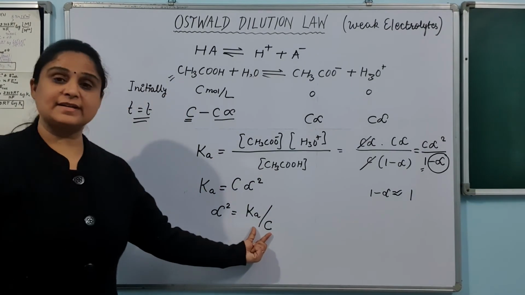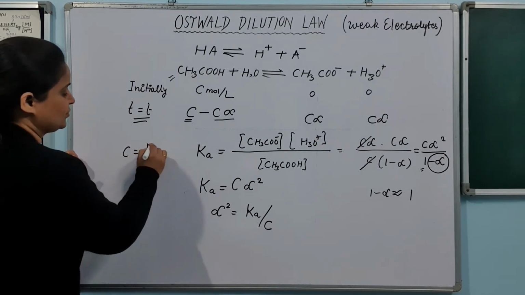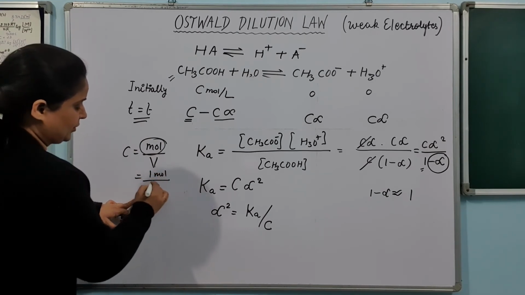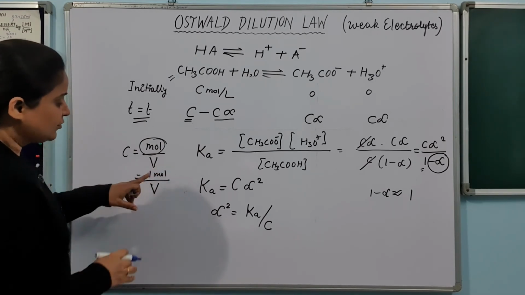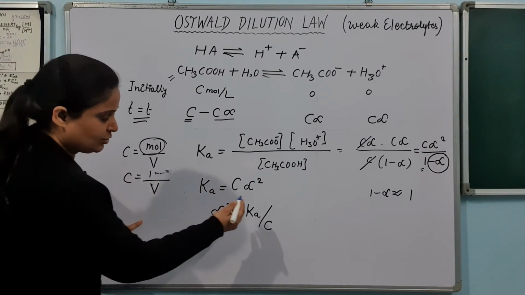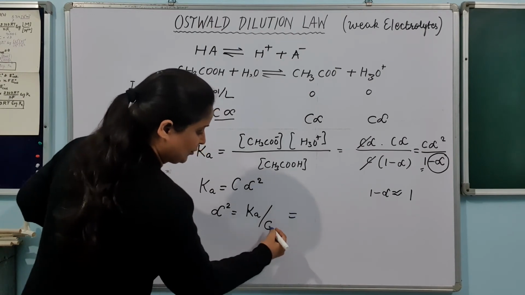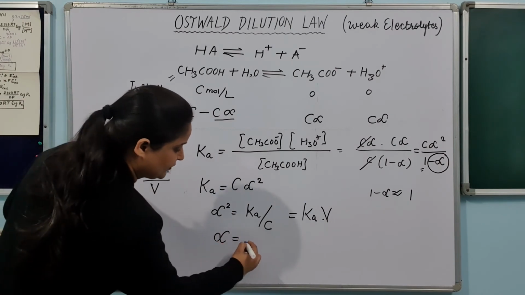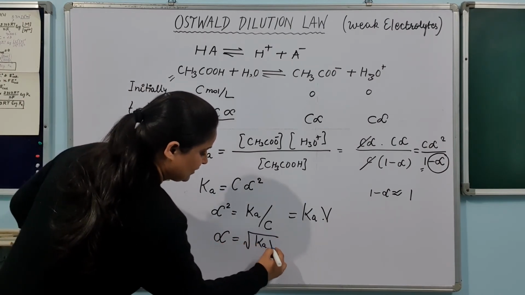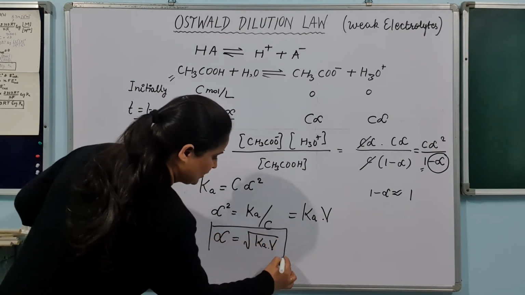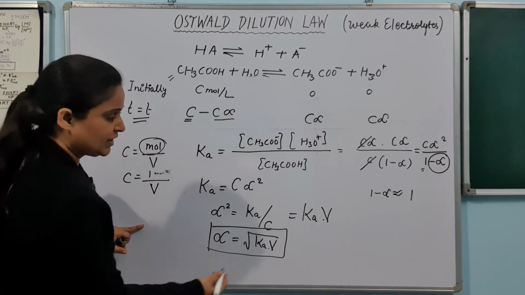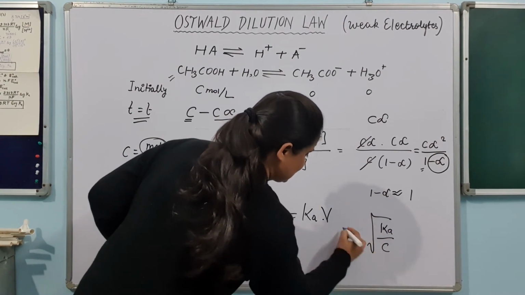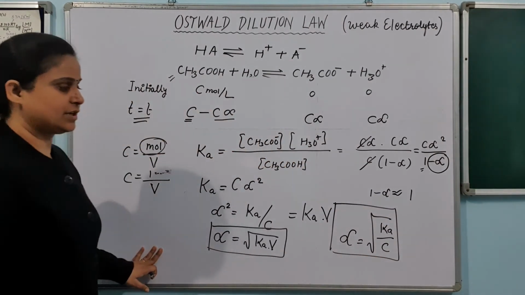So what is C here? C is the concentration. So what is concentration? Concentration is mole upon volume. If I am taking 1 mole here, then 1 mole upon volume. So C I can replace with 1 upon V. So can I do this? C equals 1 upon V, and this will turn into Ka over V. So the value of alpha is root of Ka V. So this is Oswald dilution law. You can write it like this, or you can write it as alpha equals root of Ka upon C.